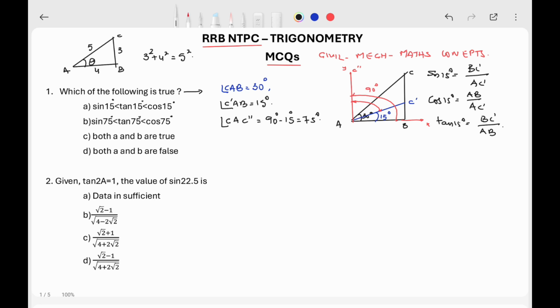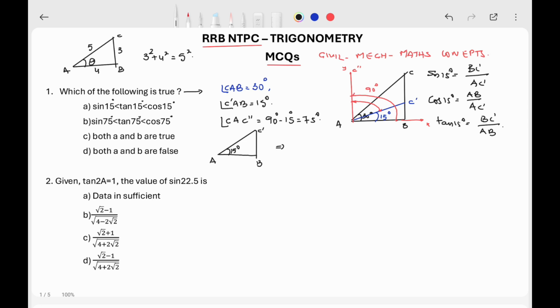Now you tell me, sin 15 is BC dash by AC dash. In this triangle, we are not calculating the value here. We are just going by the definitions. You just see how beautifully we can solve this question when we understand the concepts well. Sorry, this is 15 degrees, A, B, C dash.